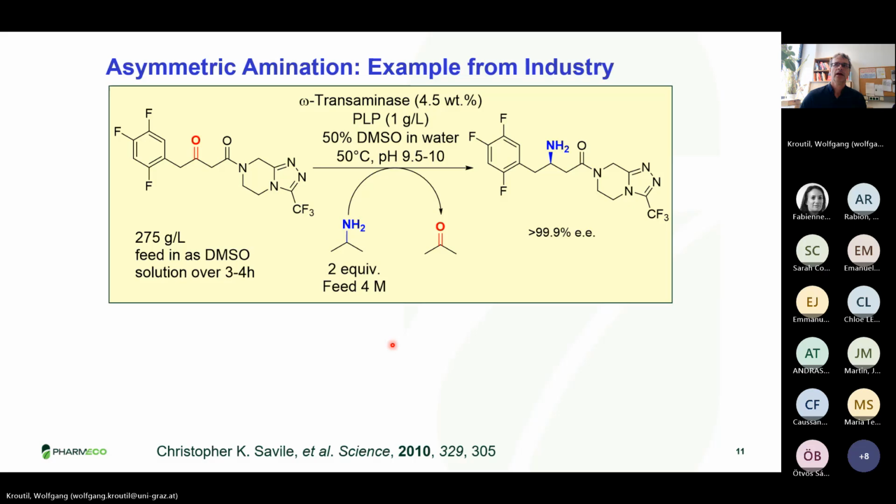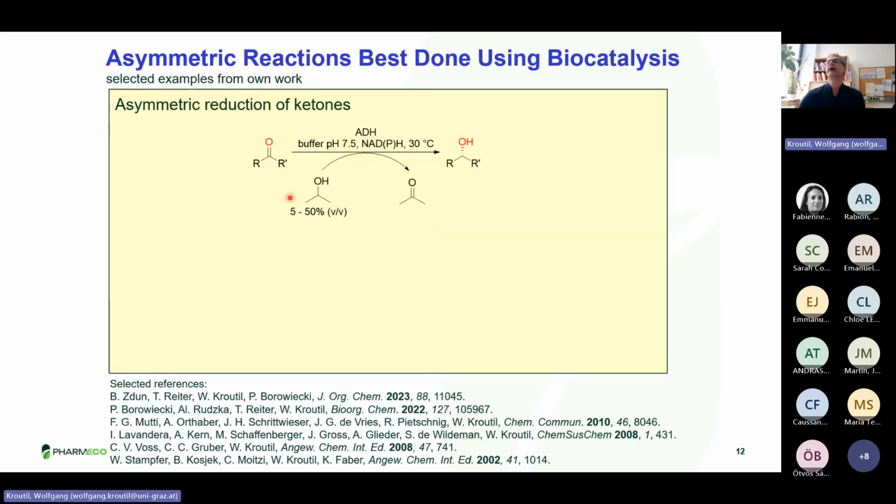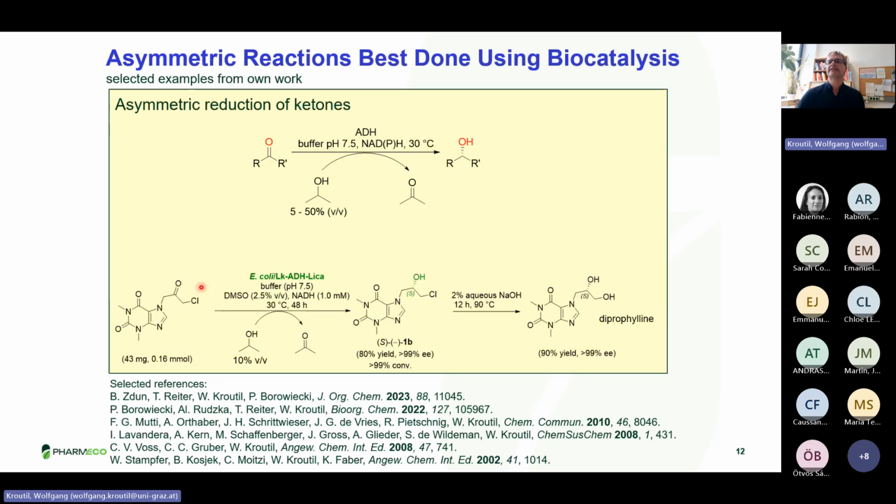Another reaction, again, I show an example from our own work, is the reduction of ketones to alcohols, preferably done with 2-propanol as reducing agent, in general at around 30 degrees in buffer. The example is, again, in cooperation with Pavel Borowitsky from our own work, where a chloroketone was reduced and then transformed further, in that case, to dipropylene.